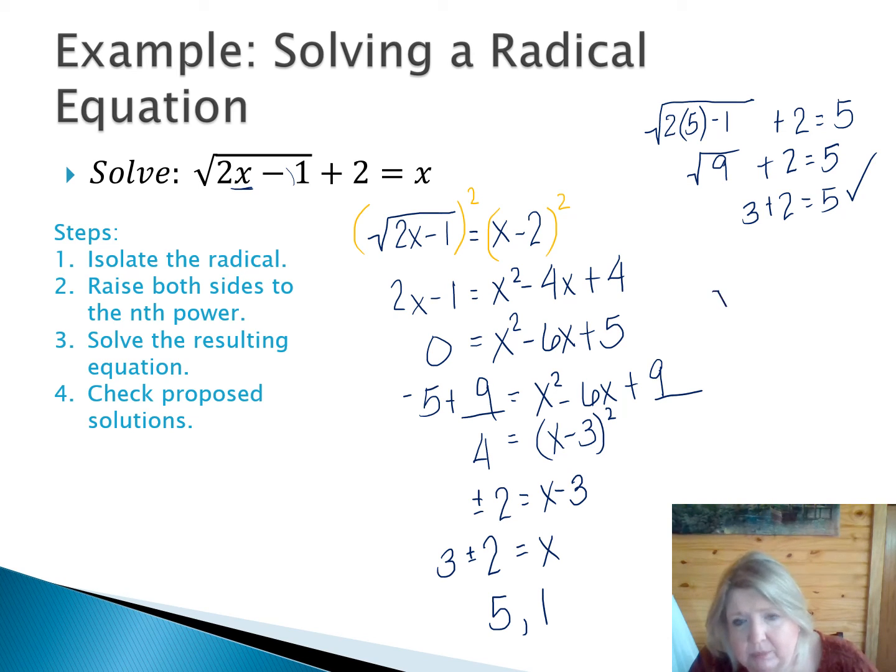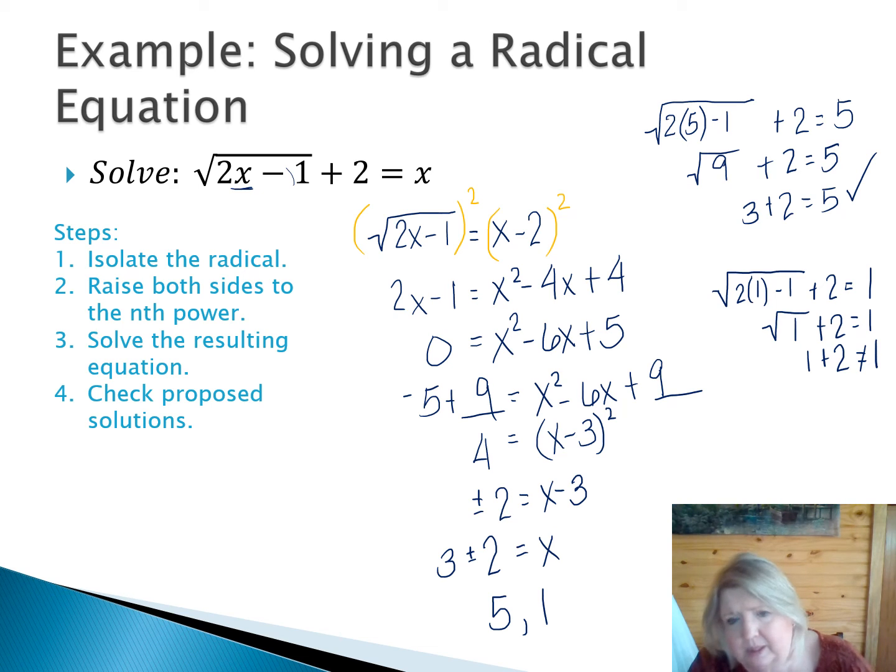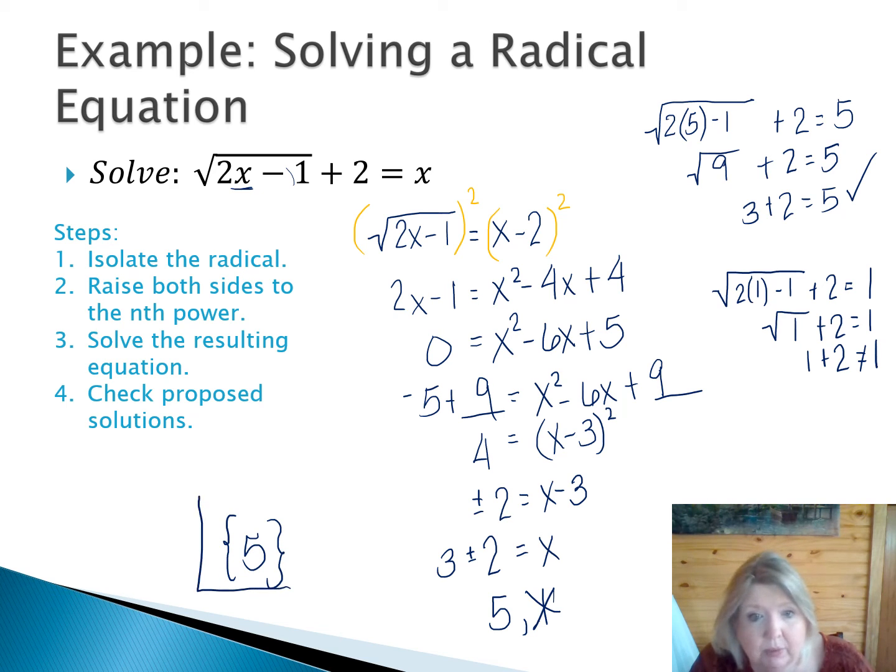Let's check the 1. I'm really kind of halfway expecting him not to work. 2 times 1 minus 1 plus 2 equals 1. 2 times 1 is 2. Minus 1 is 1. Square root of 1 is 1. But 1 plus 2 is not 1. So the 1 gets thrown out, and again, I have only one solution, 5. It is possible to have them both work, and it is possible to have no solution. So check every answer.